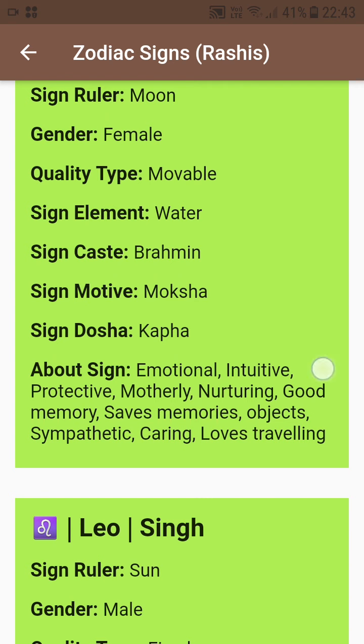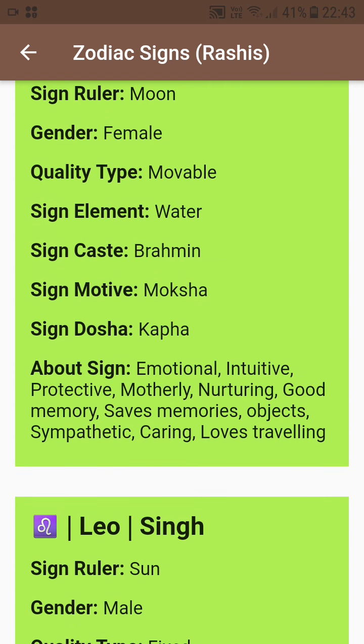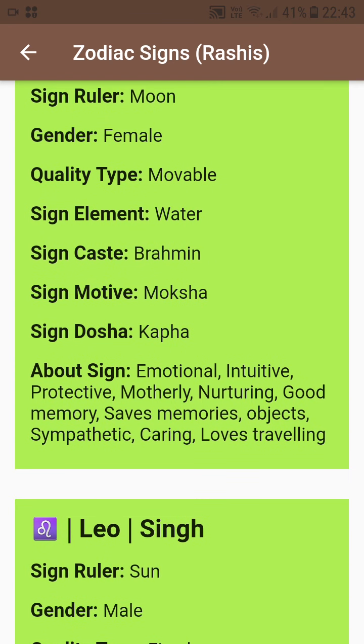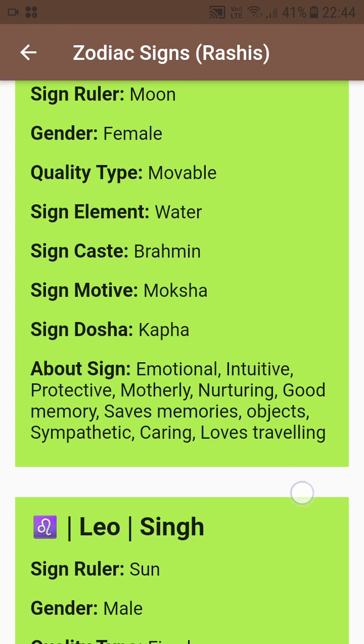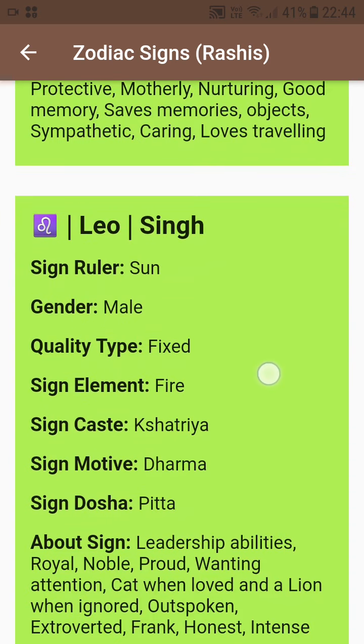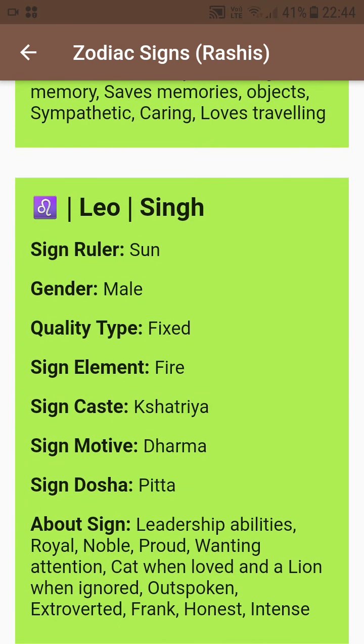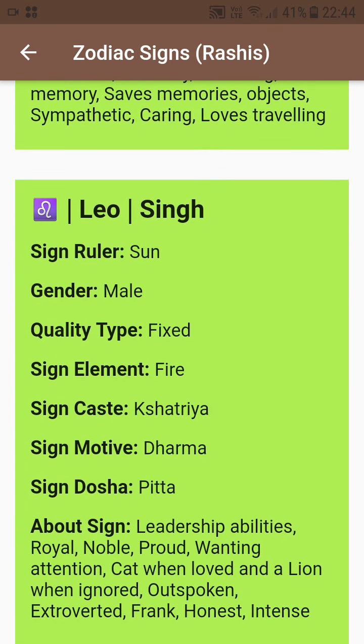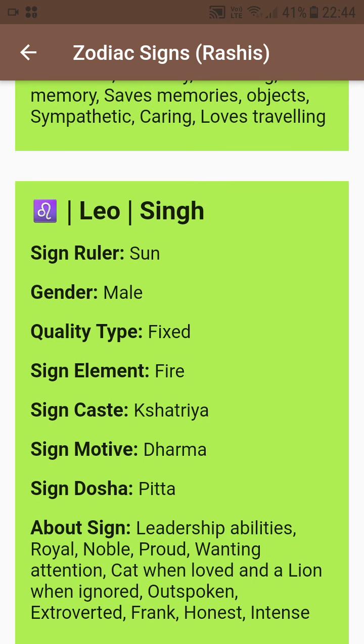Then we have the qualities: emotional, intuitive, protective, motherly in nature, nurturing, good memory, saves memory, objects, memory and objects, sympathetic, caring, loves traveling. Okay. Then we have the next, Leo Simha Rashi, which is ruled by Sun. It's a fixed sign, fiery fixed sign.